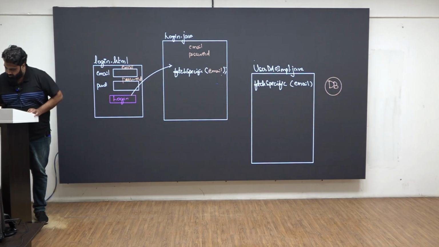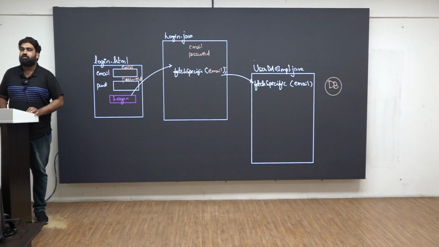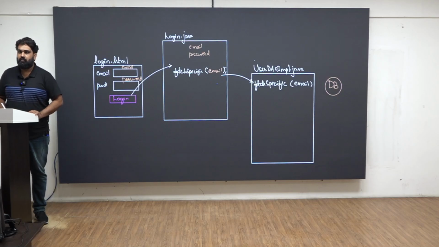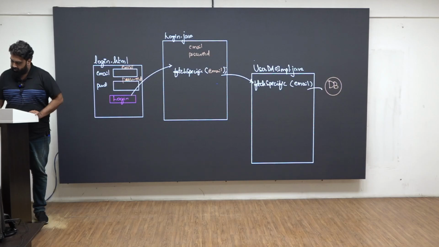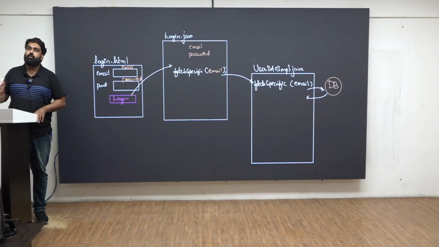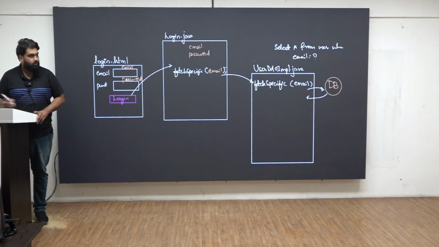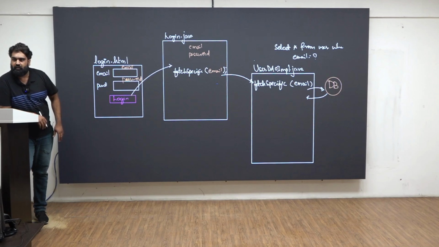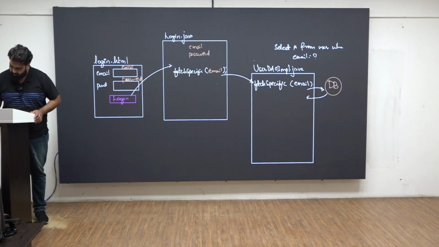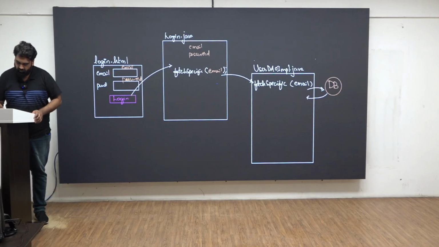Now control will come here to this method. What should this method do now? It will go to the database, it will fetch the data. What is the query that you would have written here? Select star from user where email is equal to question mark. Will you agree with me? This is what you would have written. If you write this, what is going to happen? One user object you would get.